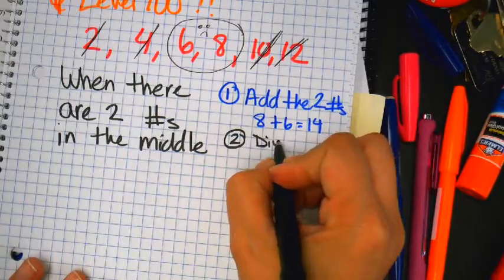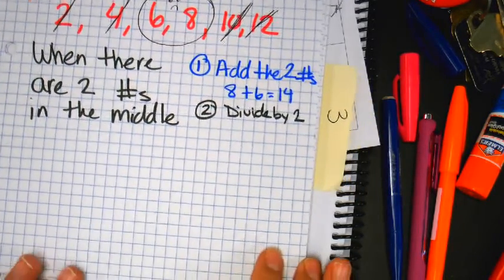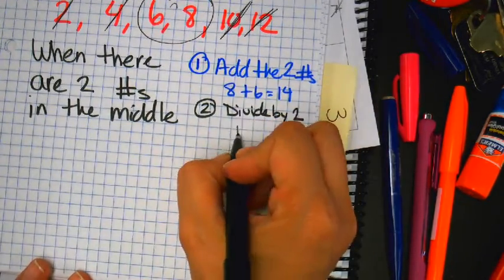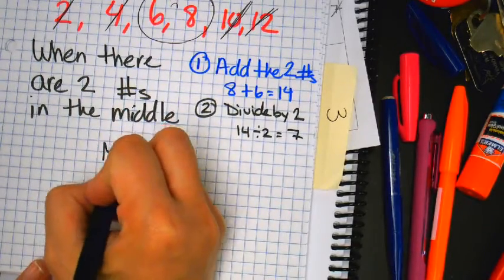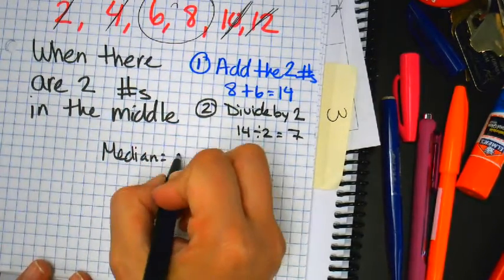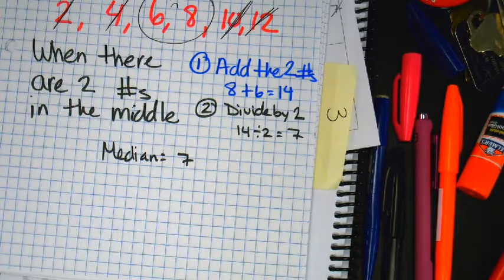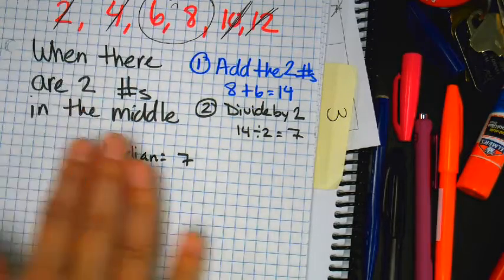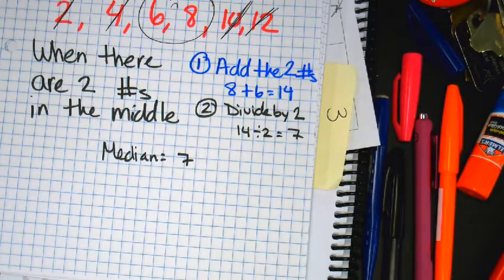Divide by 2. Because how many numbers did you add? 2. So what's 14 divided by 2? 7. So your median is equal to 7. Now I understand, we already told you it was 7 five minutes ago. I understand that. I chose an easy problem, but I'm using it to show you what to do, because when it becomes hard, you use this.